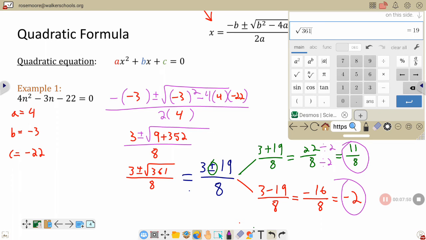Unlike yesterday, we don't leave them under the root because we can take it out. It is a rational answer. These problems technically can be solved by slide and divide, but the numbers are quite large, so it's usually very much a pain. Let's look at another example.